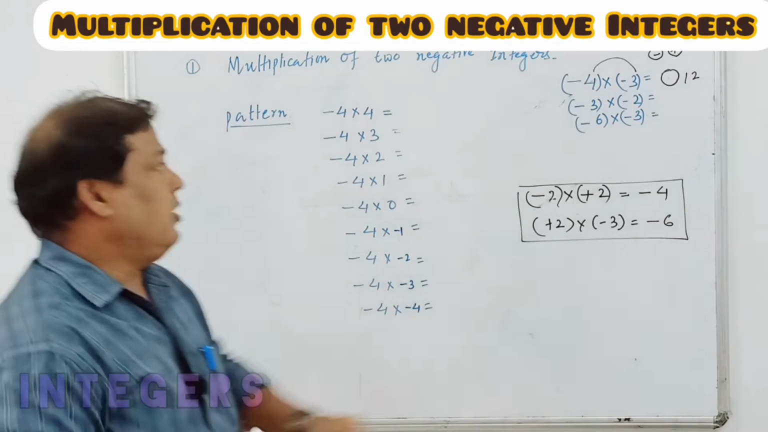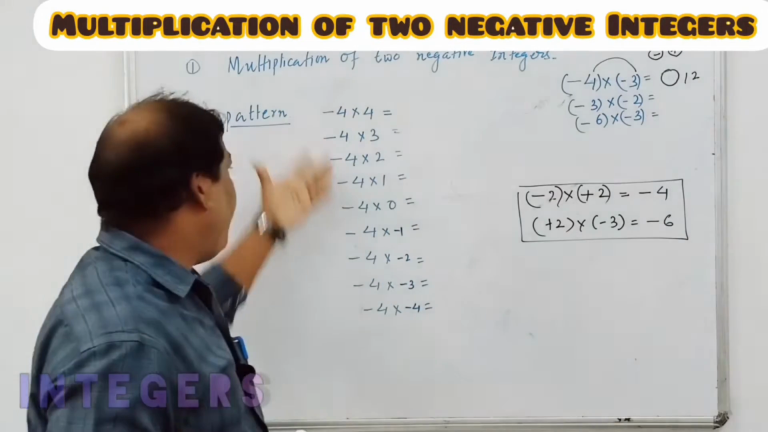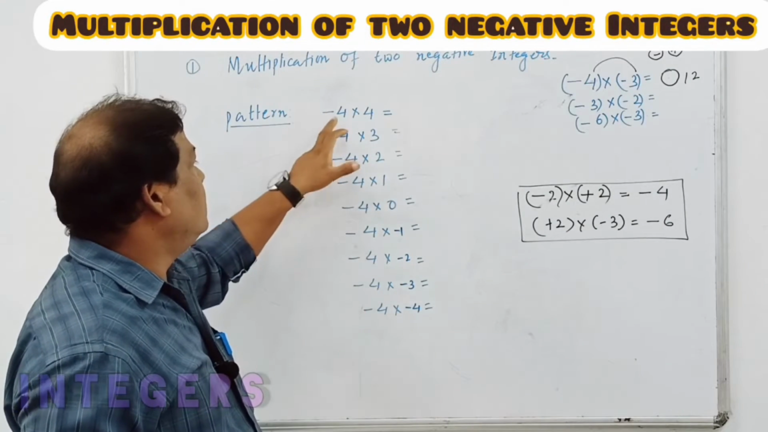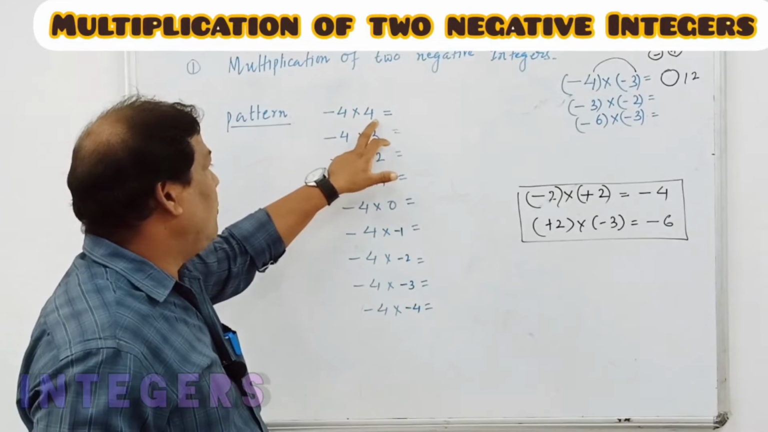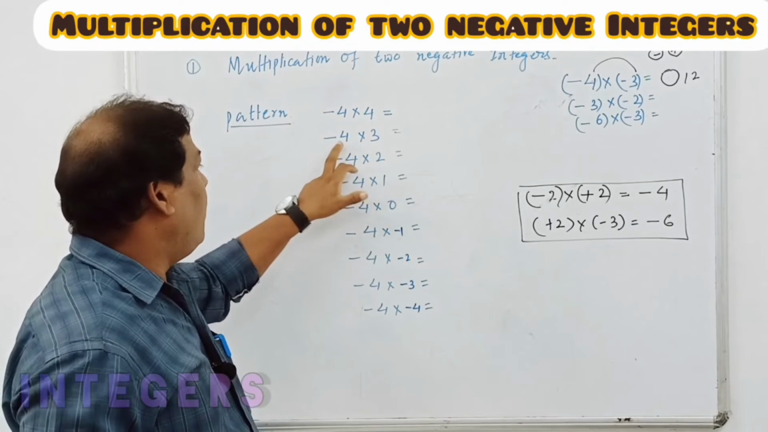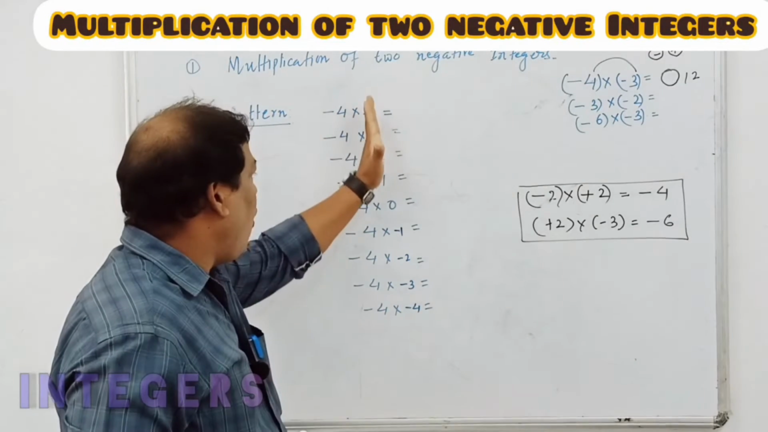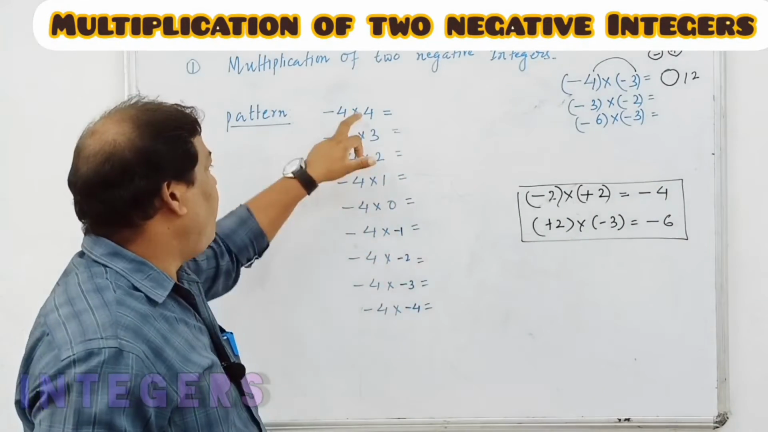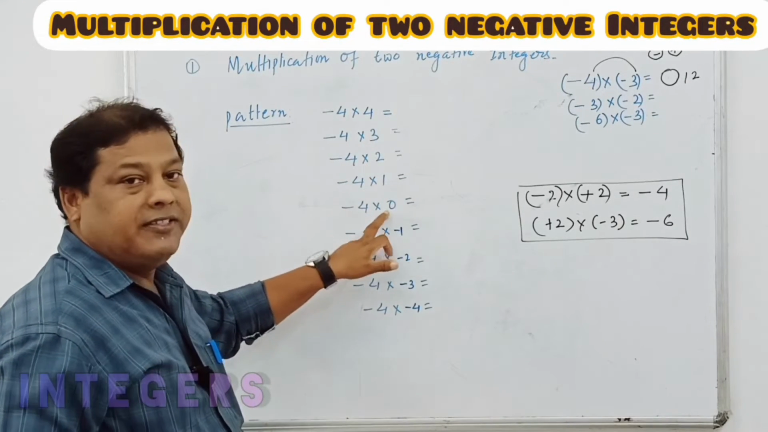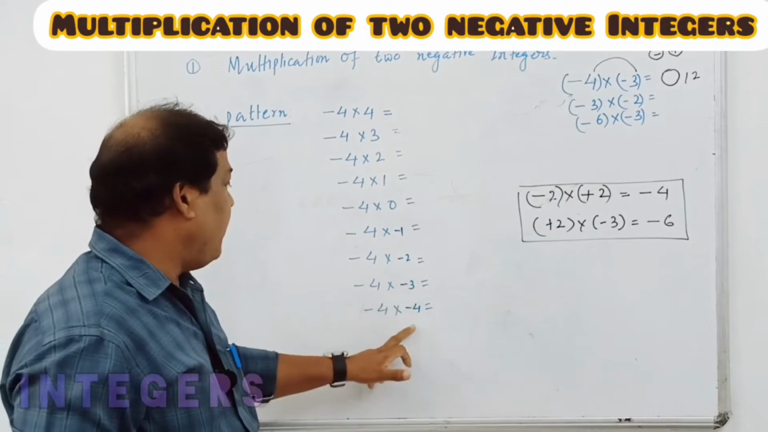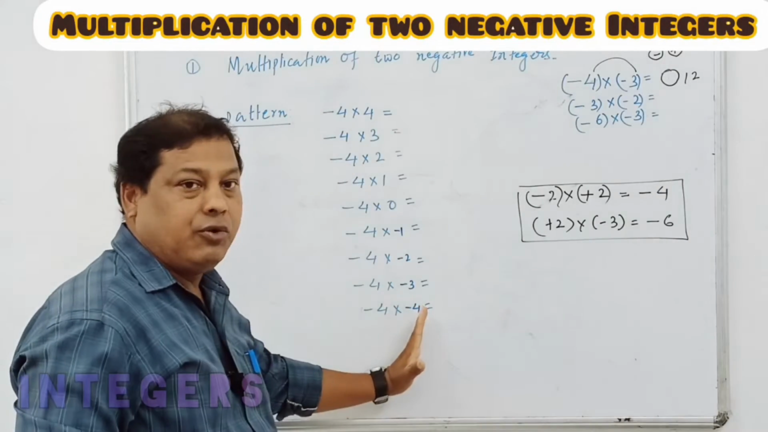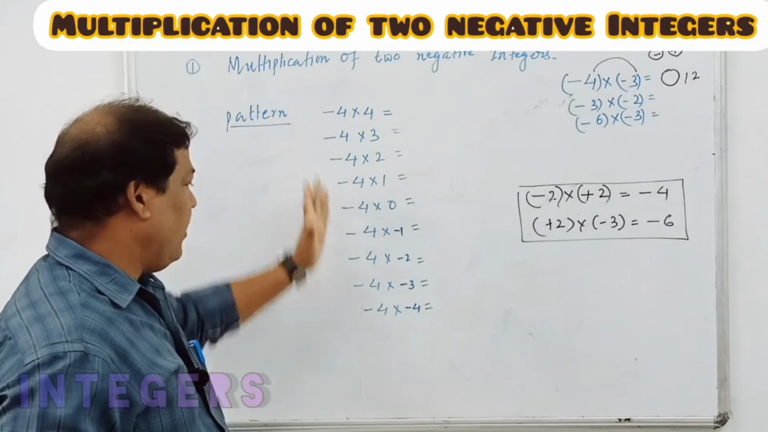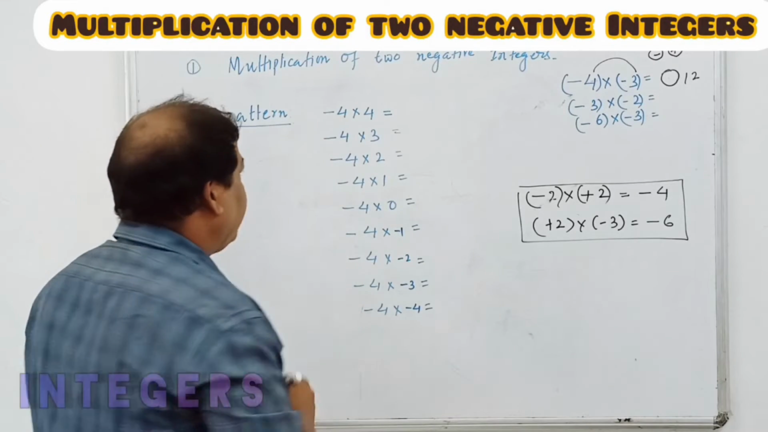Now for this we will use a pattern. I have written one pattern here: minus 4 multiplied with 4, minus 4 multiplied with 3. All these numbers are written in descending order: 4, 3, 2, 1, 0, then minus 1, minus 2, minus 3, then minus 4. These are all in descending order. The other number is the same throughout: minus 4, minus 4, minus 4, minus 4. Now we will see this pattern.